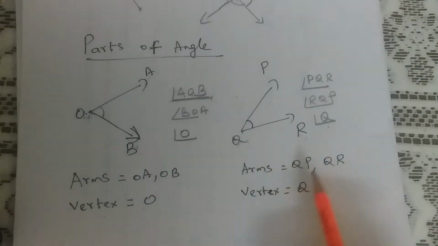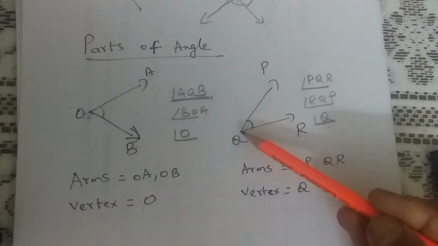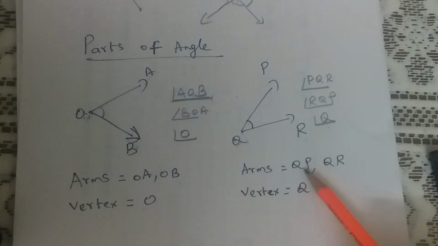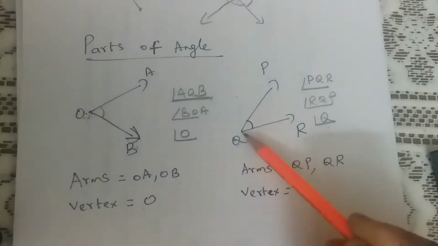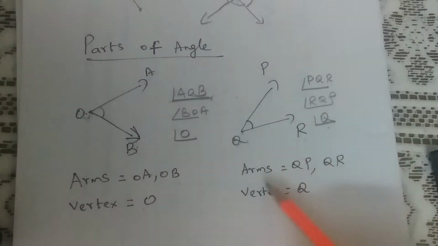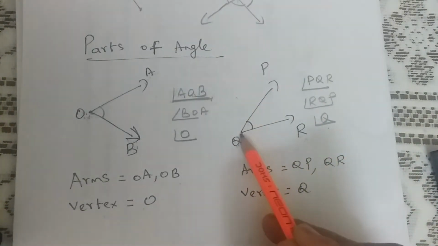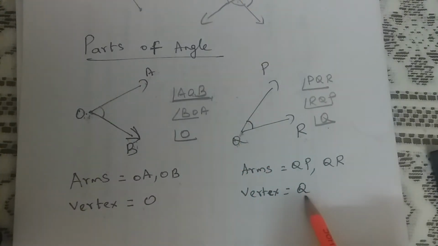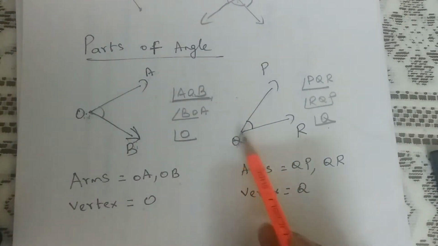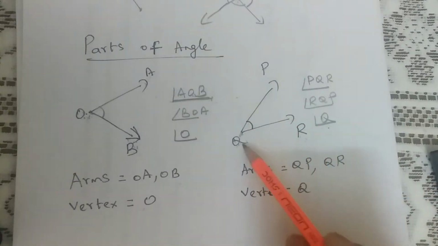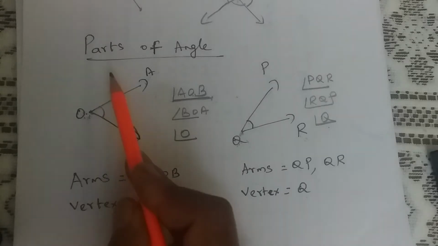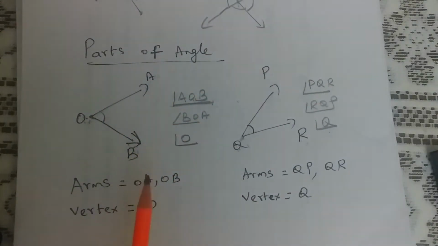And look at the second figure. Which are the arms? Can you tell me now? Yes, they are QP and QR. These are the arms. And which is the vertex, where the angle is formed? It is at the point Q. So the vertex is Q and the arms are QP and QR. These arms and the vertex are called the parts of the angle.